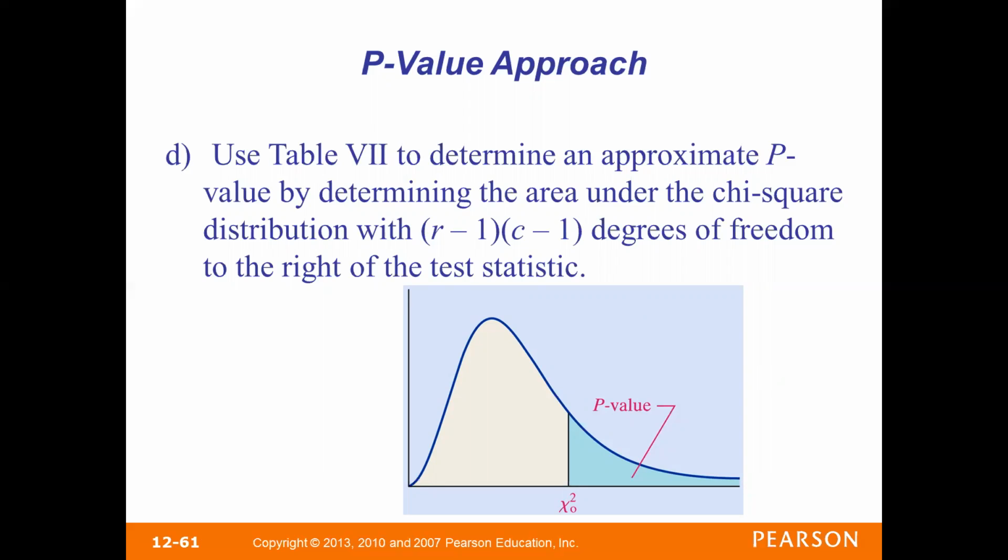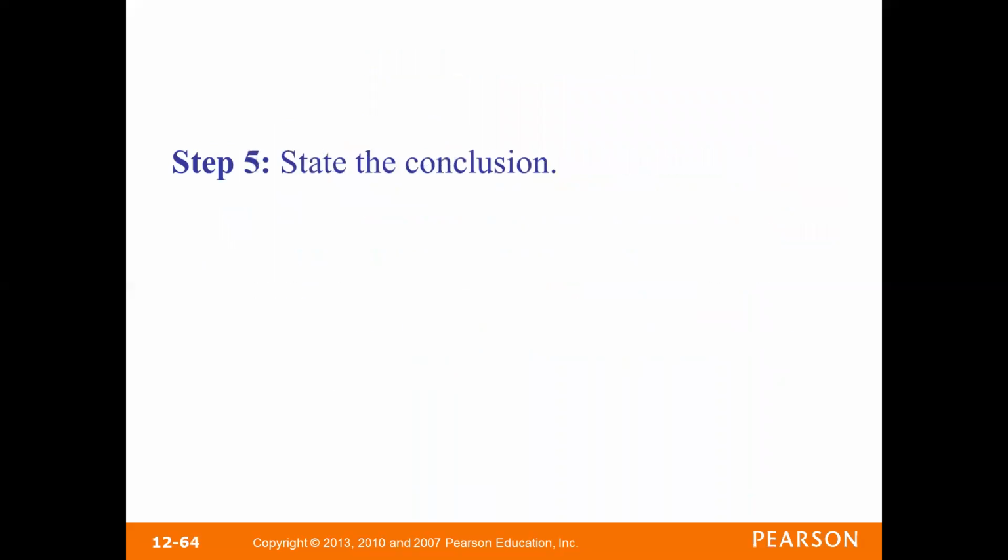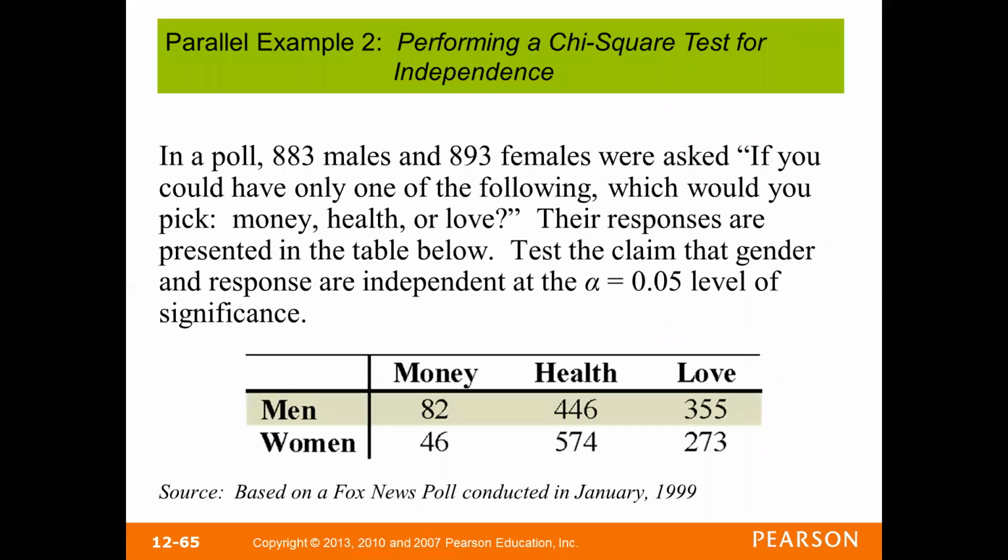We can also use StatCrunch or Minitab or Excel or any number of numerical packages to calculate the exact p-value. On the exam, you won't really be able to do that. You'll have to use the chi-squared table. And then we'll state our conclusion. So let's look at the example that we had here.